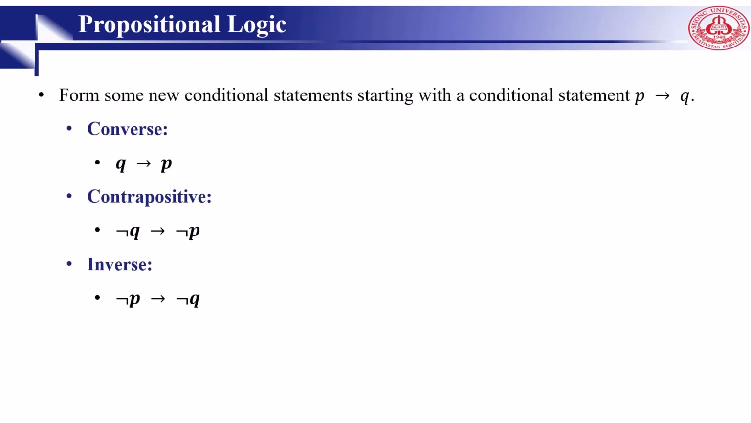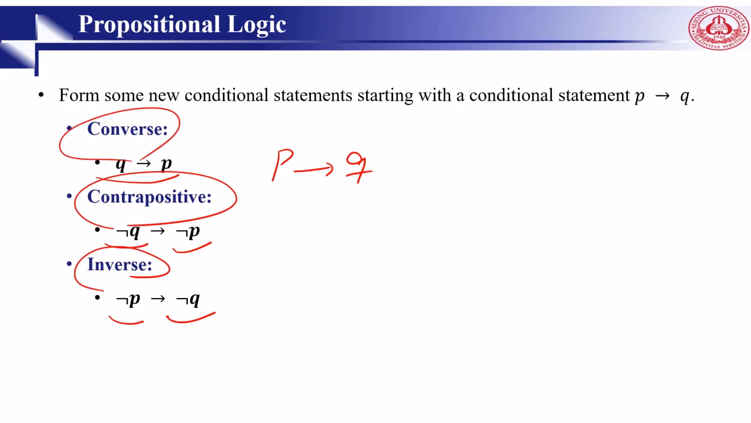Based on the implication, we can create some new conditional statements. Converse is the opposite side: the opposite of P implies Q is Q implies P. Contrapositive means implication of both with negation: negation of Q implies negation of P. And inverse is negation of P implies negation of Q. So: inverse, contrapositive, and converse.